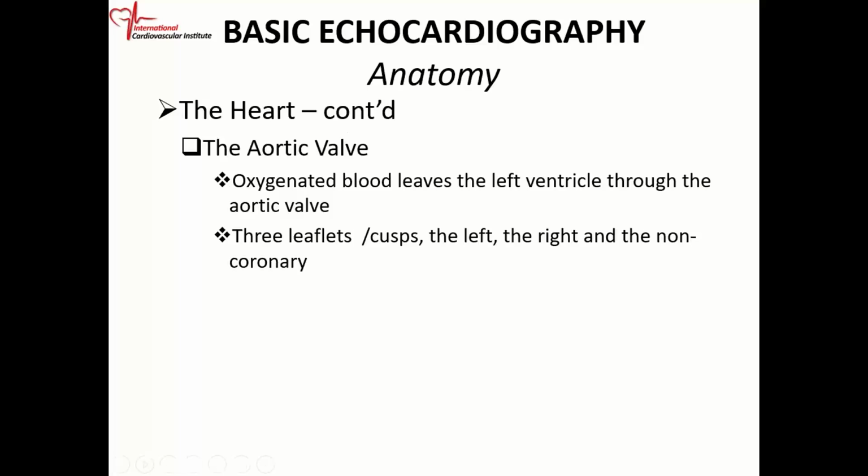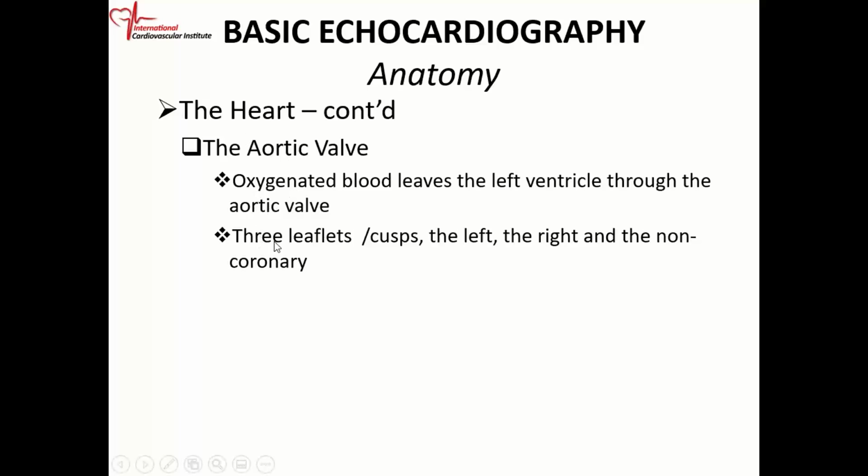Another important thing that we do in echo, we look at the aortic valve, because the aortic valve gets diseased fairly often. So we look at the aortic valve, we look at what we call the aortic root, we look at the ascending aorta, the arch and the descending aorta. Oxygenated blood leaves the left ventricle through the aortic valve. So the oxygenated blood in the left ventricle is going to pass across the aortic valve into the aorta.